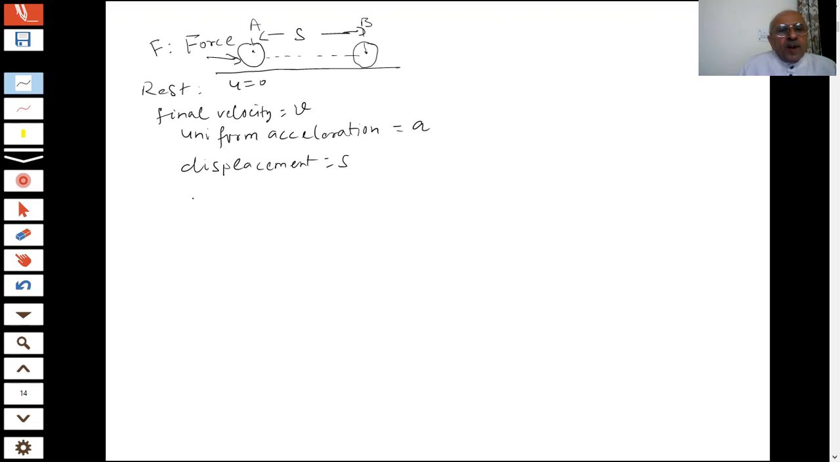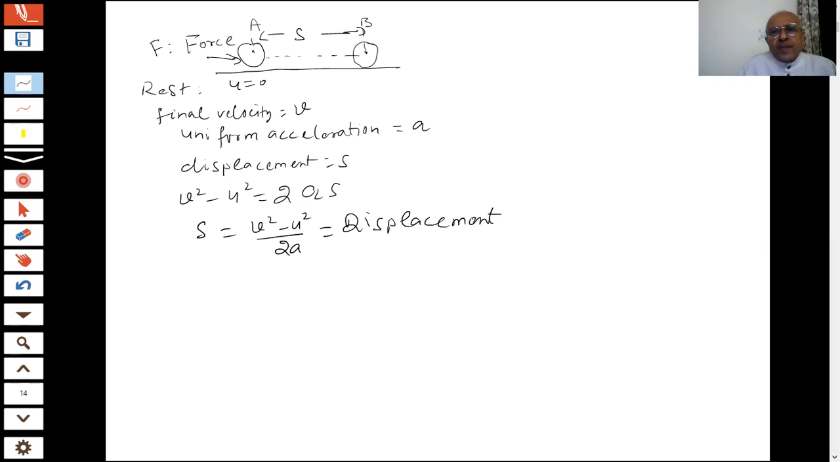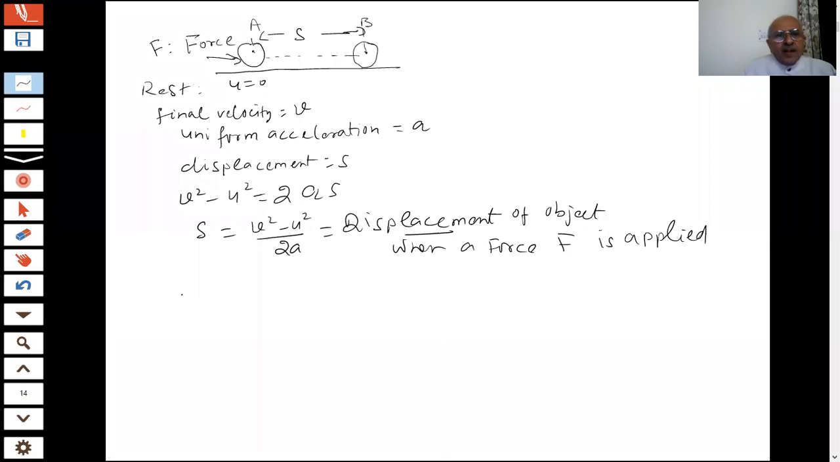So students, what you know is V square minus U square is equal to 2as. Therefore, I can calculate from here the displacement S is equal to V square minus U square by 2a. This is the displacement suffered by the object when a force F is applied. Is it okay? Clear? Tell me.